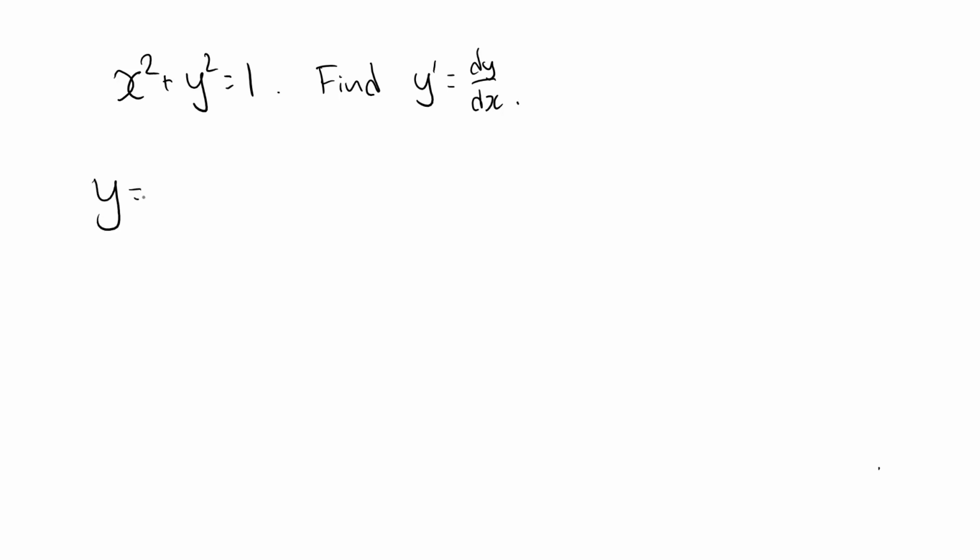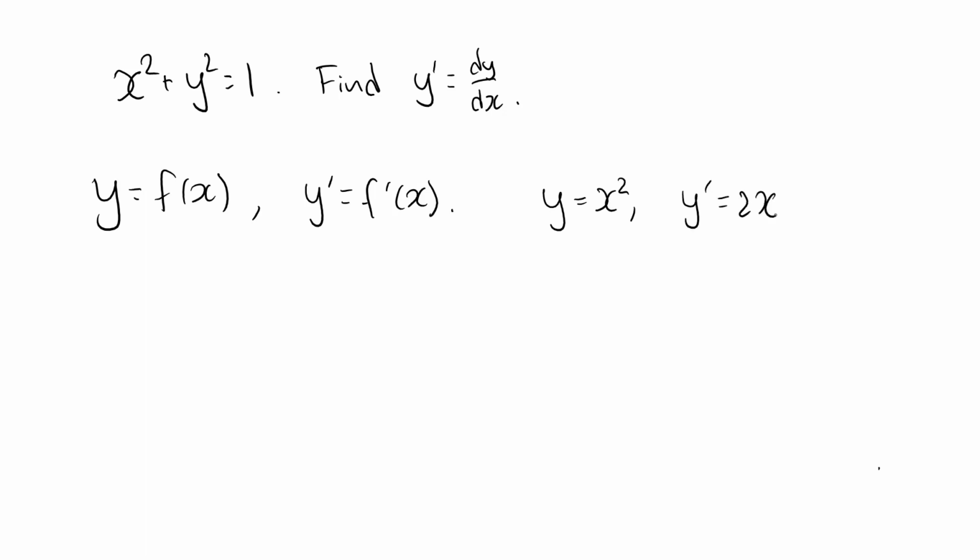Now, if I have an explicit relationship where y is determined as a function of x, we simply go ahead and differentiate the function with respect to x using standard rules. For example, if y is equal to x squared, we have y prime equal to 2x. It's clear that the derivative y prime is defined even when we have an implicit relationship between x and y.